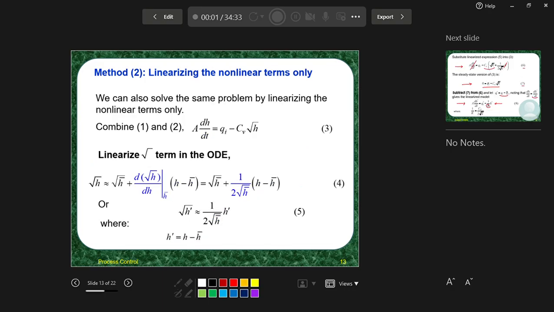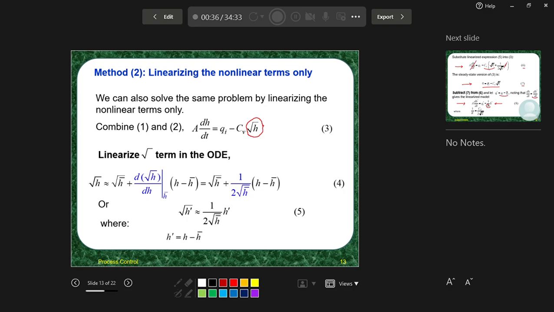In the second method of linearization, we only linearize the nonlinear terms. So if you have a long differential equation and the nonlinear part is only a small part of it, there is no need to linearize the whole differential equation. You just consider the nonlinear term. So if we go back to our example, we see that in this equation, the nonlinear term is this. This is the only nonlinear term, the square root of h. So it's better to just linearize it and convert the equation to a linear form.